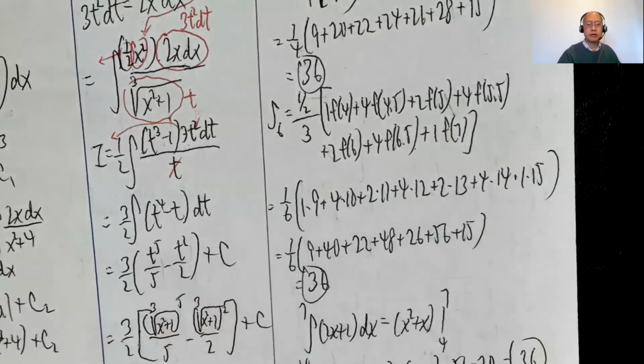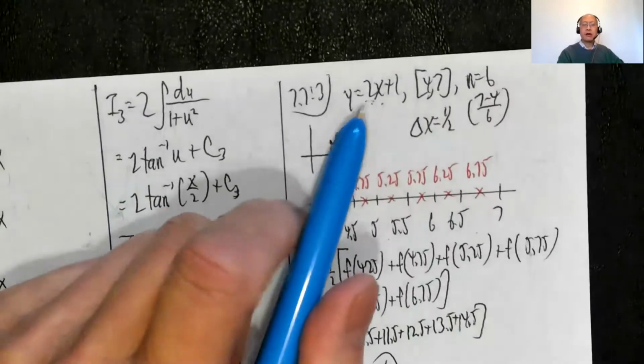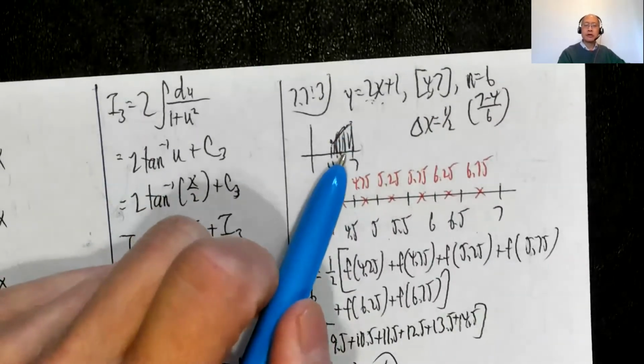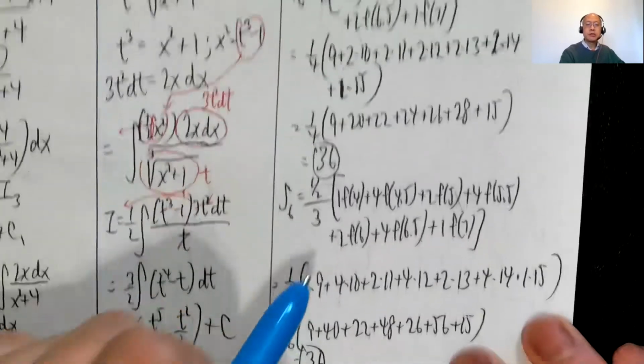What do you know? It comes out to be 36, which is exactly what we got over here. And what do we get when we integrate? By geometry, we got 36, midpoint rule 36, trapezoidal rule 36, Simpson's rule 36.